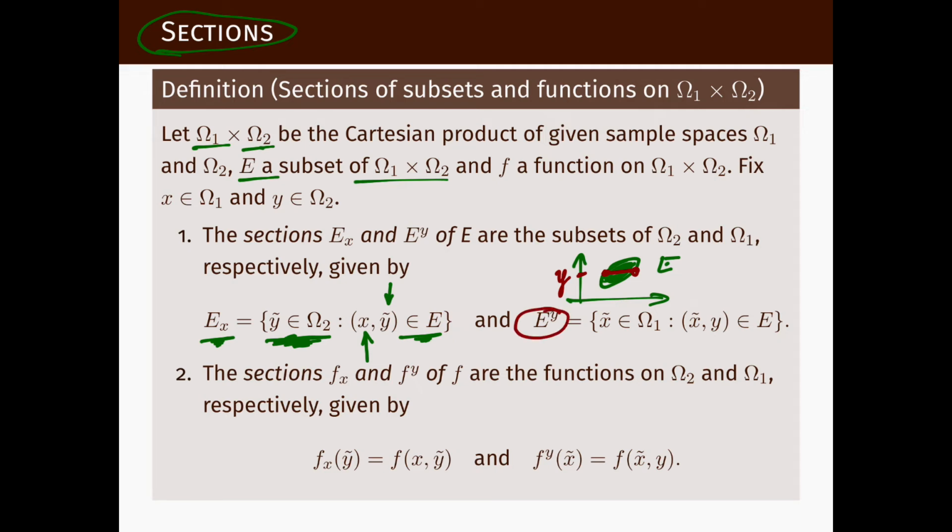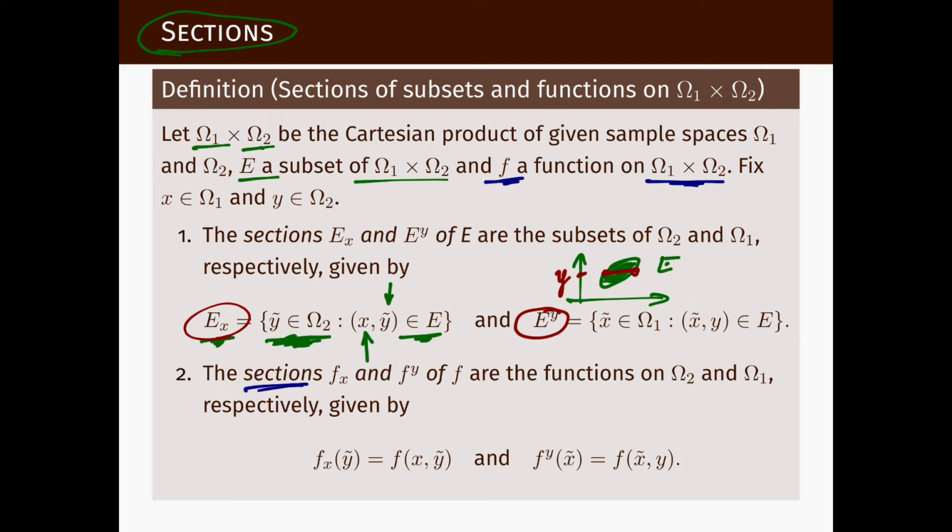So this will be the definition of sections of sets. And now if we have a function f, which is defined on the Cartesian product of omega 1 cross omega 2 and takes value on a third space, whatever that space is. Well, in practice, we will most often want it to be numbers, but it can be any space. Then we can talk about also sections of the function.